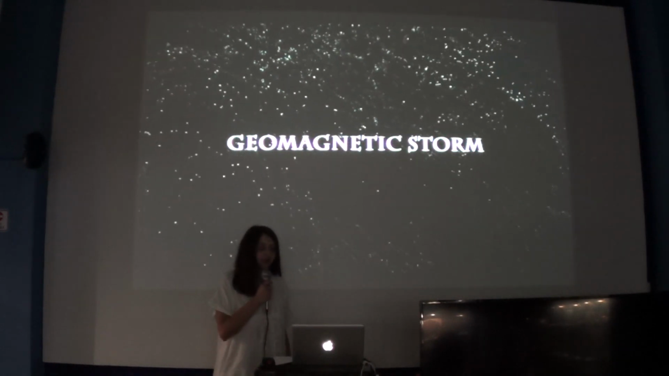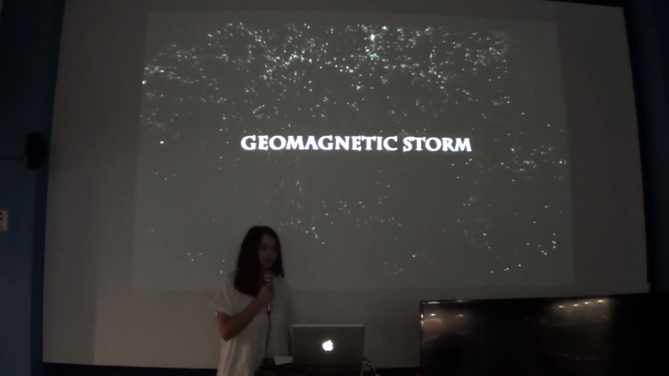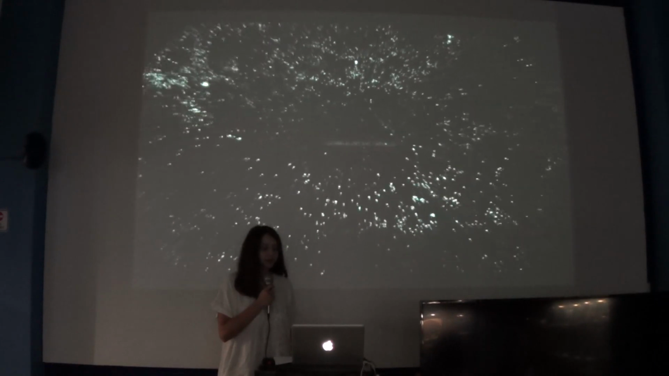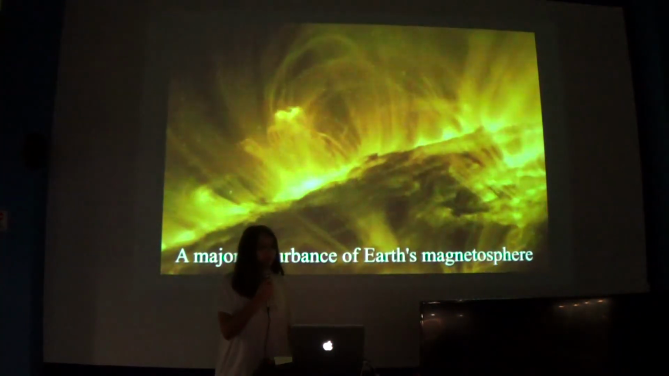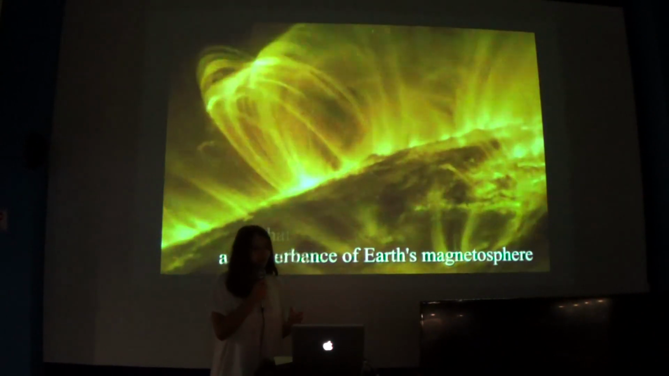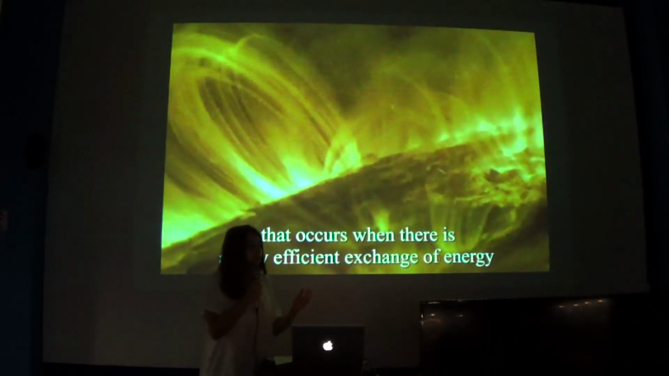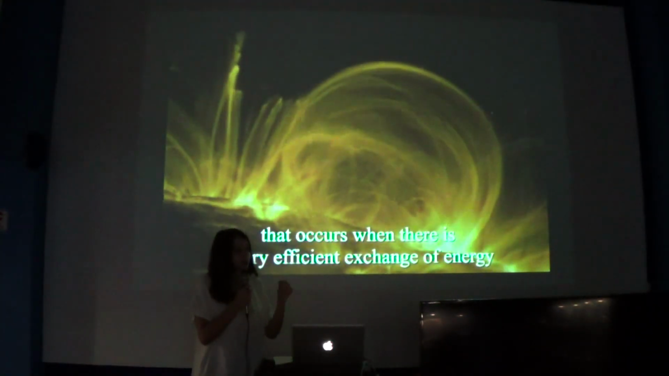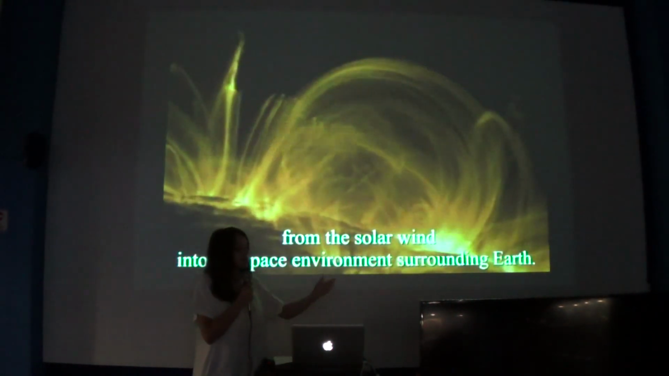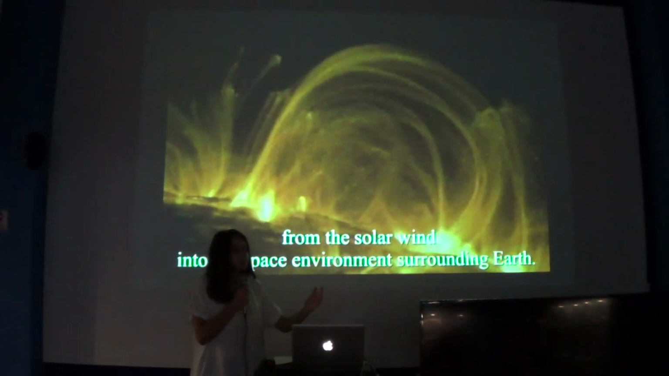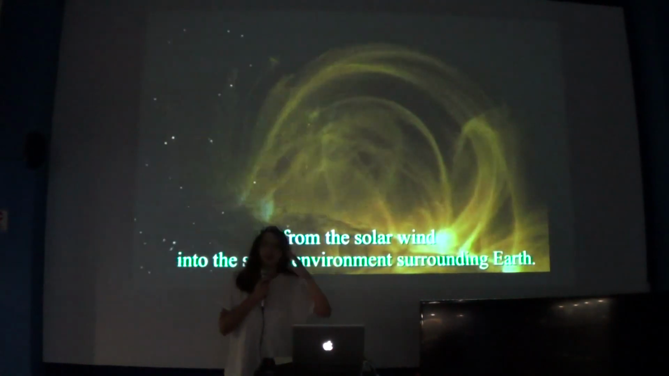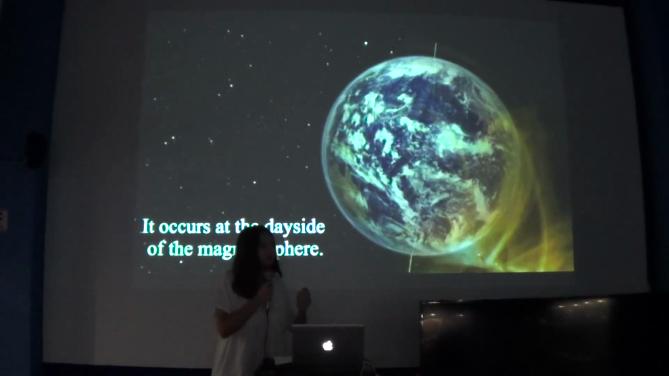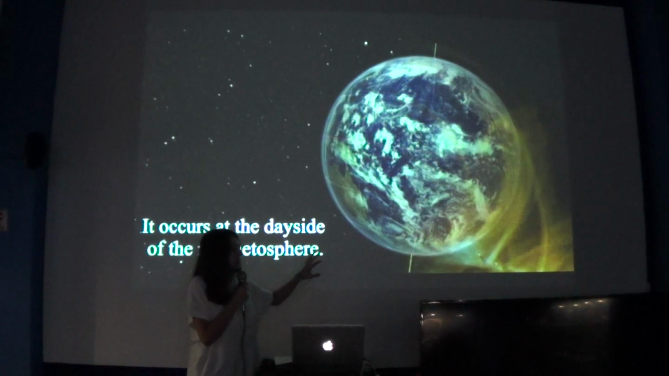Geomagnetic storm. A major disturbance of Earth's magnetosphere that occurs when there is a very efficient exchange of energy from the solar wind into the space environment surrounding Earth. It occurs at the day side of the magnetosphere.